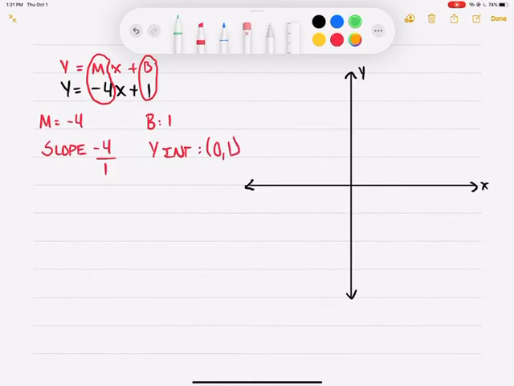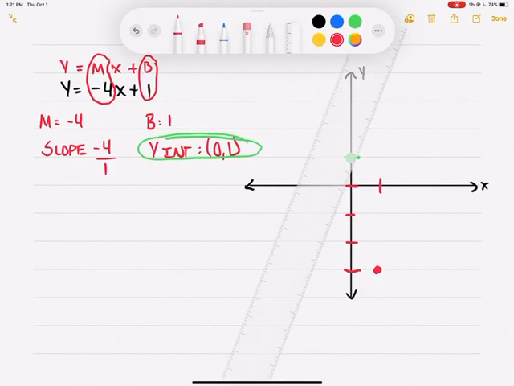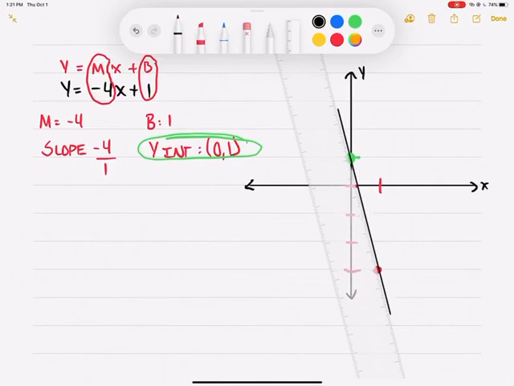So again, I always start with this point, which would be right up here, (0, 1). Then I move using my slope. In this case, I'm going down 4 spaces, 1, 2, 3, 4, and in the positive 1 direction, which means to the right 1. That's where my second point lies. Connect the dots as best you can. Draw a line. Make sure you put arrows at both ends because the graph goes on forever. And label your graph.